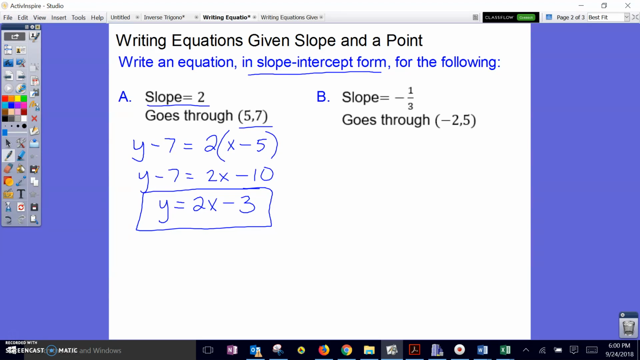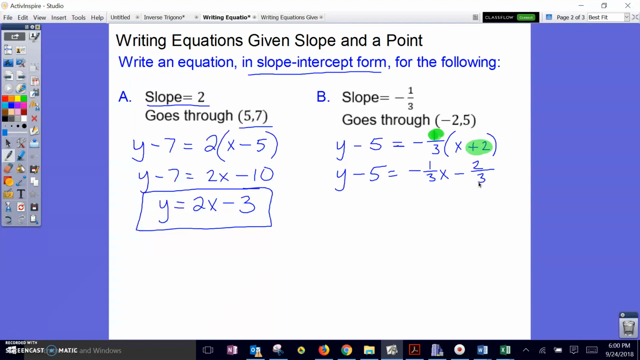Alright, do the same thing in part B. We're going to write y minus the y-coordinate is equal to slope times the quantity x minus the x-coordinate, so x minus -2 is x plus 2. And now we need to go through those same two steps. We need to distribute the -1/3 through the parentheses. That gives me -1/3 x, and when I multiply -1/3 times 2, all I do is multiply the numerator of the fraction times the number, and leave the denominator the same. That's going to be -2/3.